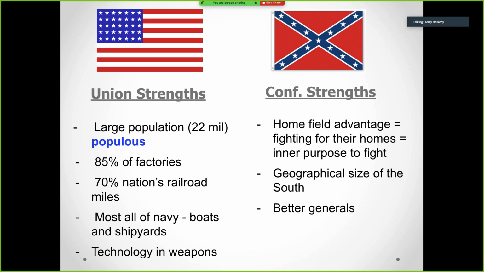The strengths of the Confederacy: they have a home field advantage. They're fighting at their homes to protect their homes. So they've got the same advantage that America had in the American Revolution. If the Fort Calhounians decide to attack us, we know the territory in our neighborhoods in Blair a lot better than they do. So we're better prepared to defend them. So the Confederates are fighting at home. The battle's going to come to them most of the time. The geographical size of the South, it's huge.